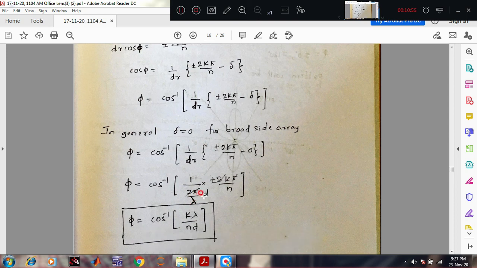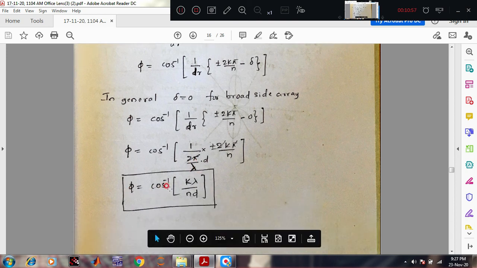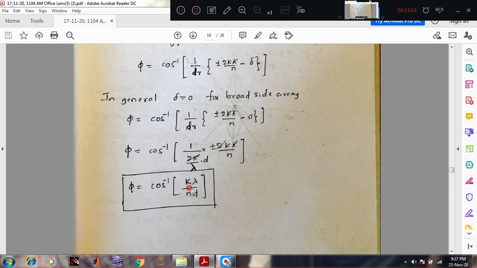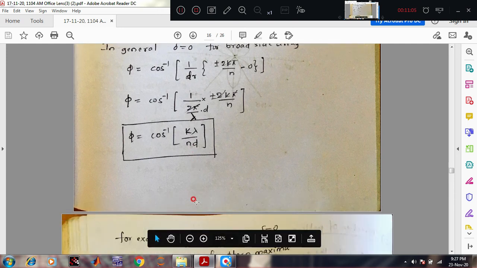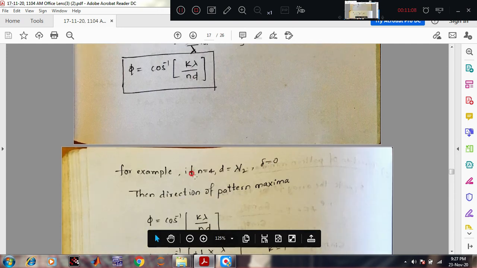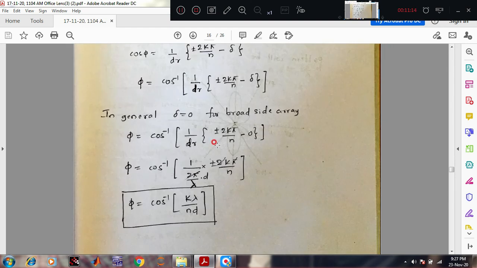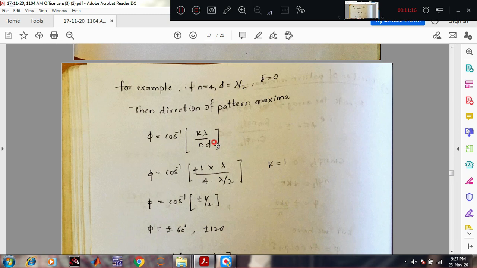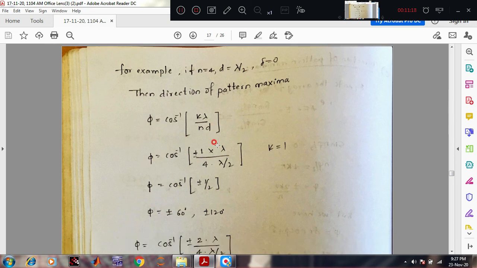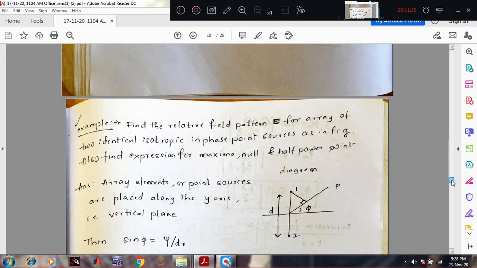If you rearrange the terms, φ is equal to cos inverse of kλ/(nd). This is the angle for what? Pattern minima. Direction of pattern minima. We'll take one small example for this one. We'll see how exactly the pattern minima occur.